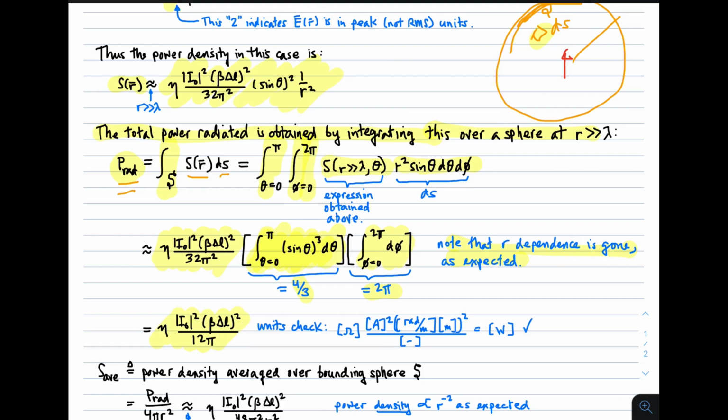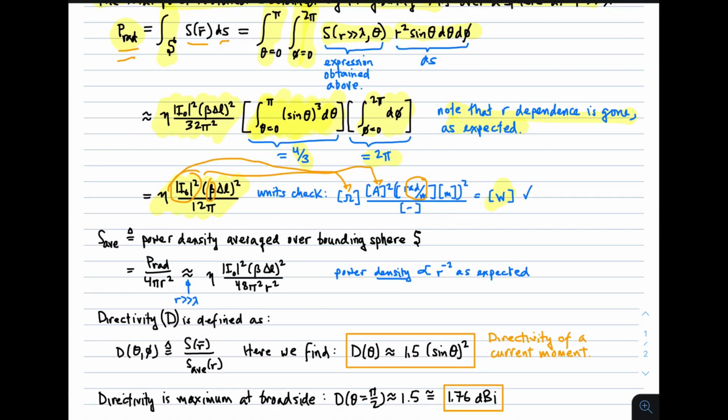And always a good thing to do when you do an integration like this is to check units. So eta, impedance, has units of ohms. Current squared has units of amps squared, and so on. Beta, remember, is the phase propagation constant. That has units of radians per meter. But remember, radians are special units. They are the natural units of angle, so you can ignore them. So that radians per meter times meter gives us radians, or just nothing. We just can ignore it. So the result turns out to be watts when you put all that stuff together.